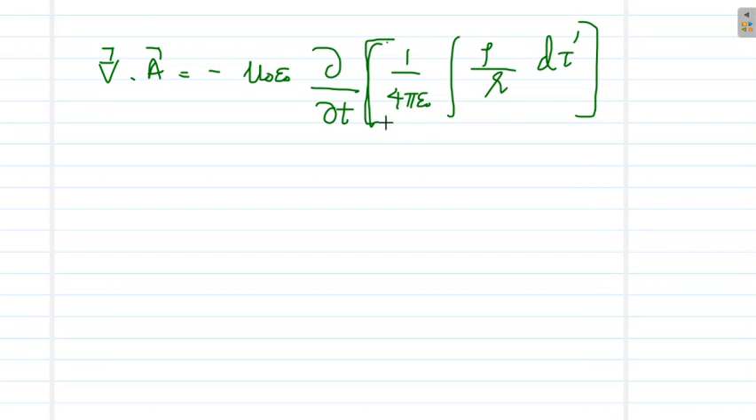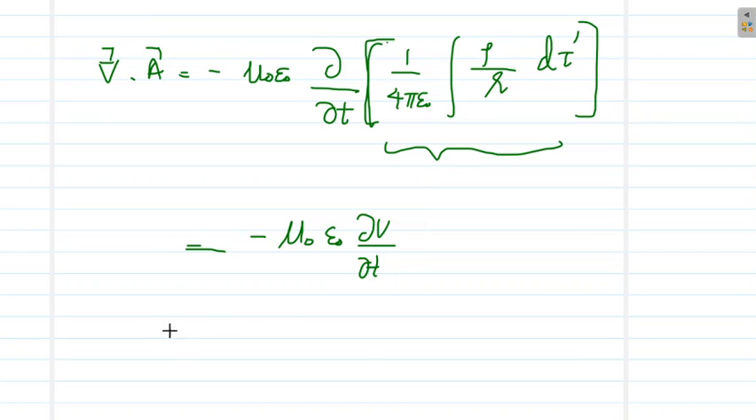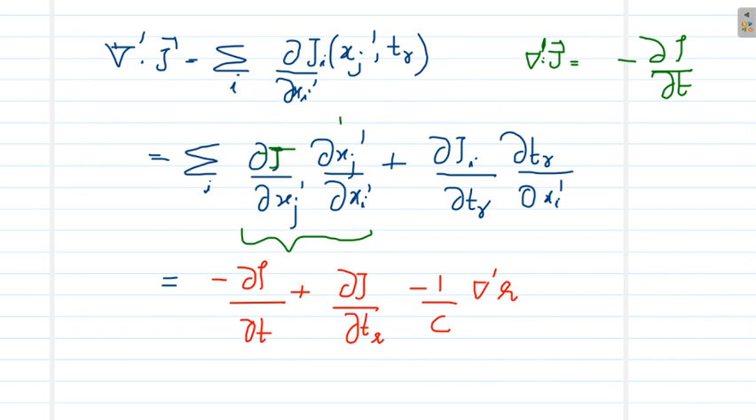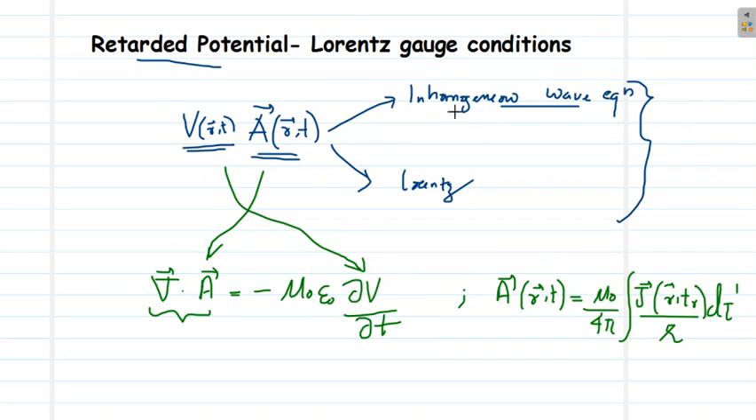Simply, the terms inside the square bracket are the potential V, right? That is the equation for the retarded scalar potential. So this is simply minus mu 0 epsilon 0 dou V by dou t. So we have proved that the scalar and vector potentials, the retarded potentials, satisfy the Lorentz gauge condition through this derivation. By substituting for the vector potential A bar from the equation for retarded potential, we have finally obtained the Lorentz gauge condition. So we can say that the vector potentials satisfy Lorentz gauge condition, and in the last video we proved that they satisfy the inhomogeneous wave equation.